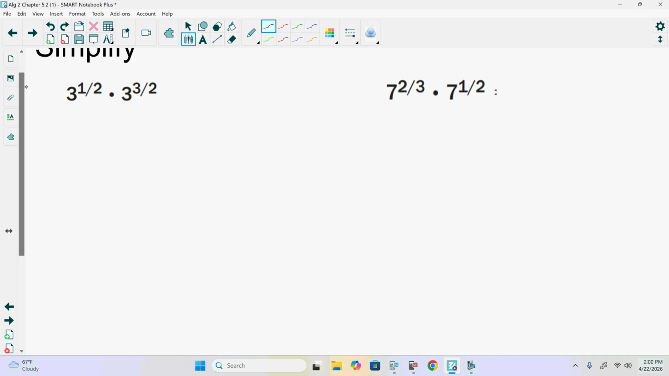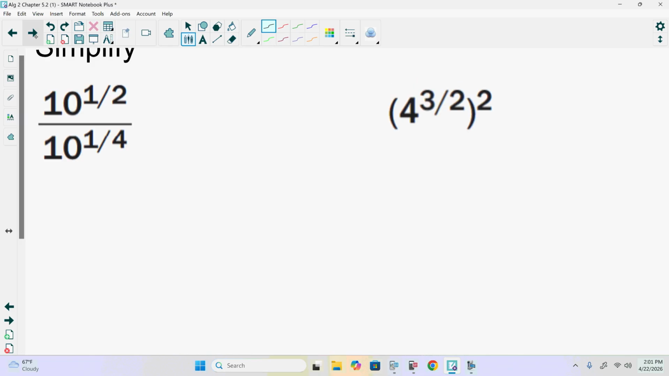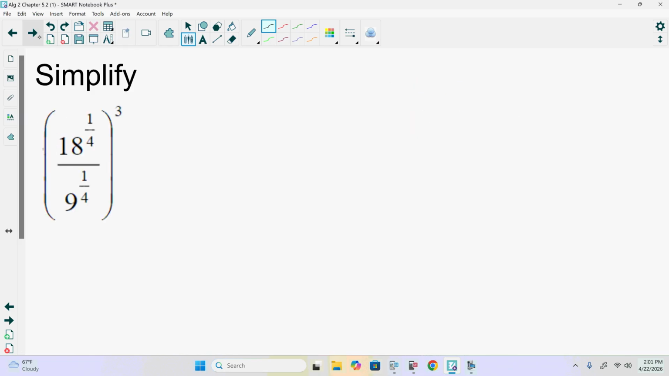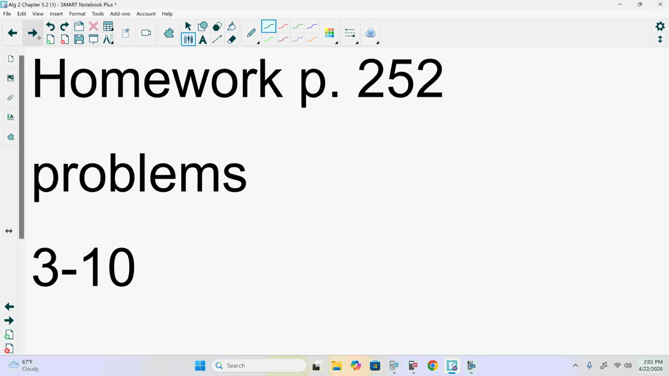How do we feel with these here? Feel good with these here? I think we feel pretty good with these here. I mean, we could go through and work through all these here. But I'm going to give you the rest of the class time to work on problems 3 through 10. 8 problems.